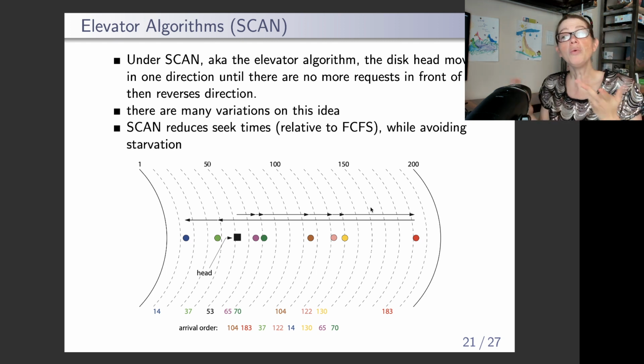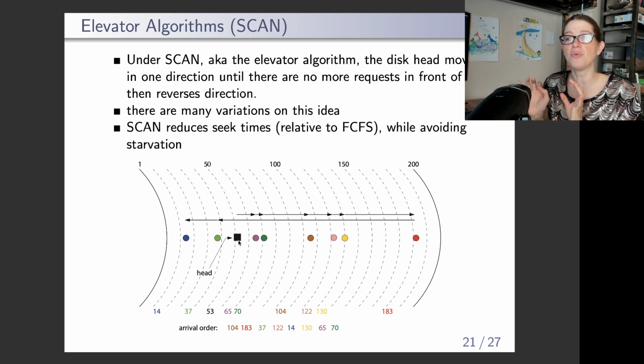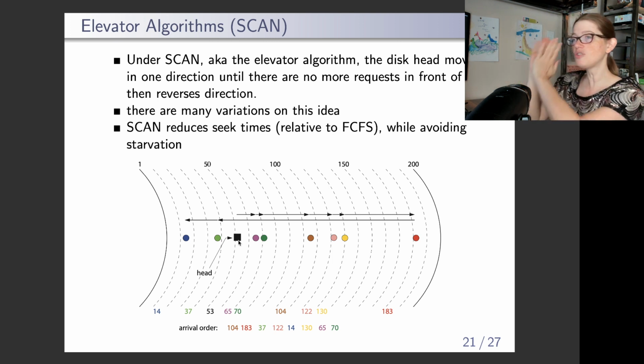We're going to choose a direction, and we're going to serve the jobs in the order that we see them. So what we're going to do in scan is we start at the read-write head at this position here at 53. We choose a direction, and in this case, we've chosen to go to the outer track.